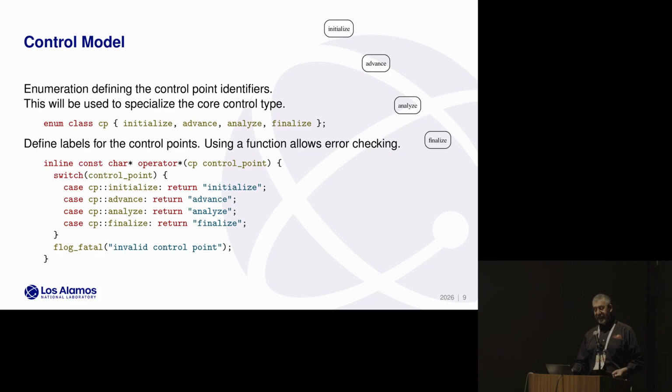So we start by declaring an enumerated type. Here we're calling it CP that contains those four. And then it's also possible to declare a function that maps from those symbols to strings, which is used for error checking and debugging and tracing.